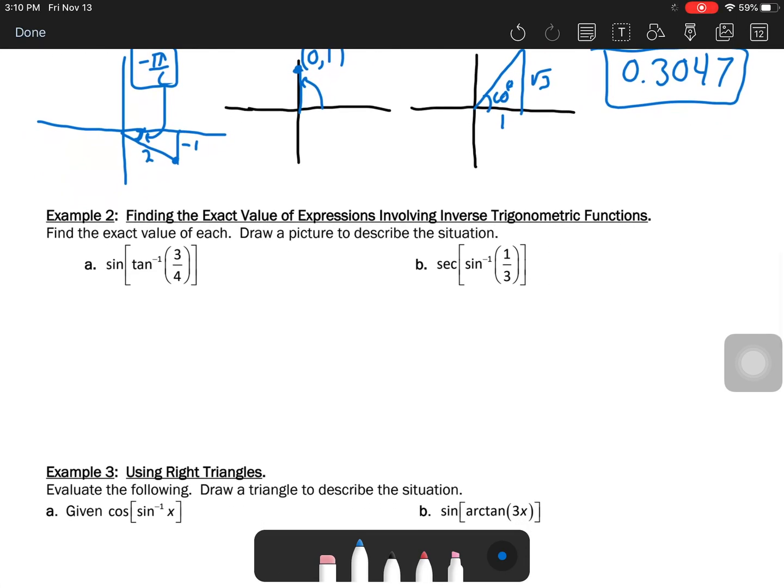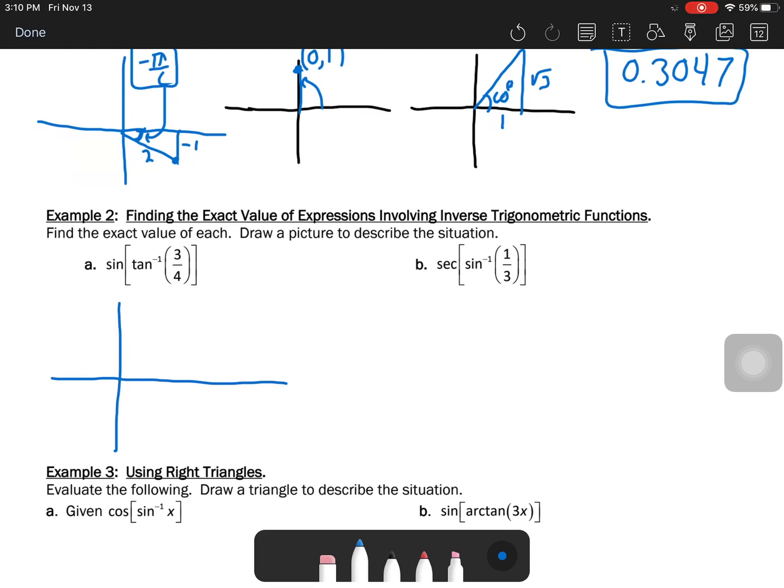Okay, next one. In here it says to find the exact value of each, draw a picture, and describe the situation. So what we're doing here is the same thing as before. I'm just going to draw a little coordinate plane. I'm going to draw my triangle with, this is inverse tangent 3/4, which means the angle in question has an opposite side of 3 and an adjacent side of 4.